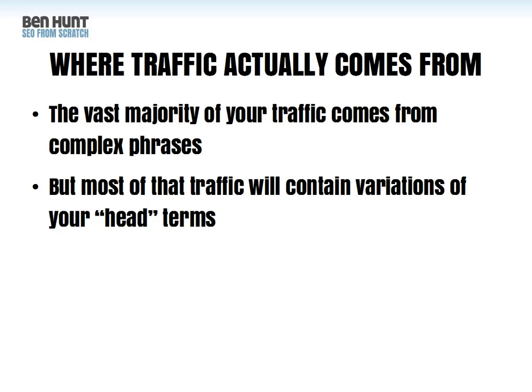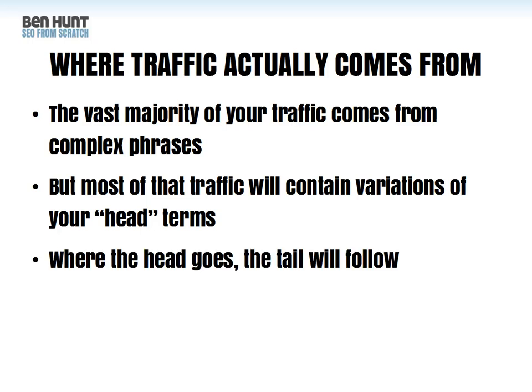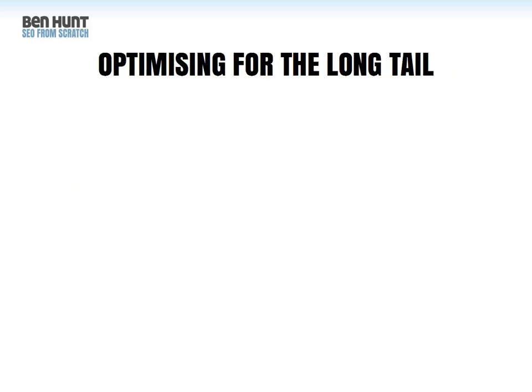Which means that a lot of that traffic is coming from those pages that are ranking really high for those major head terms. So from that, we need to understand that where the head goes, the tail will follow, just like a snake. So what do we do with this knowledge? How can you actually optimize for the long tail?